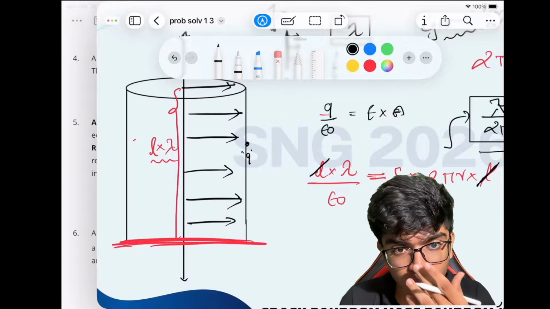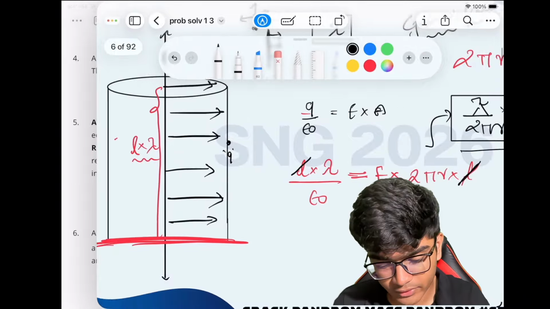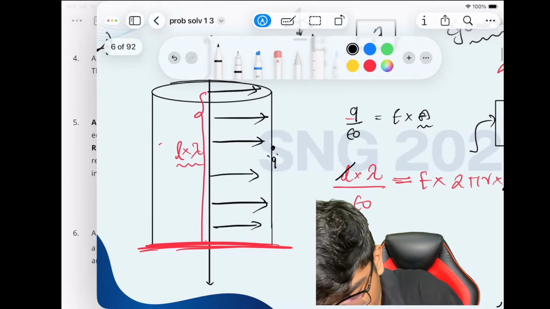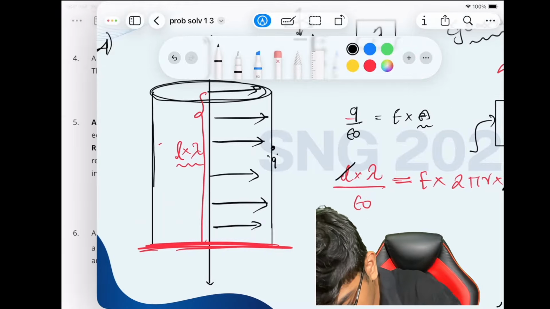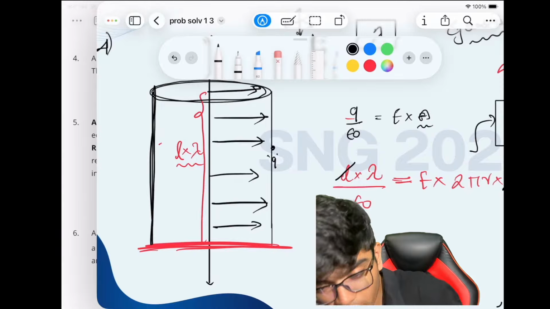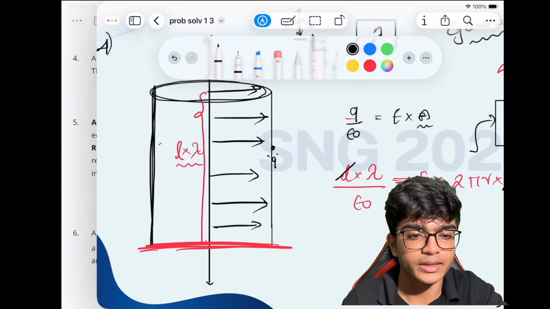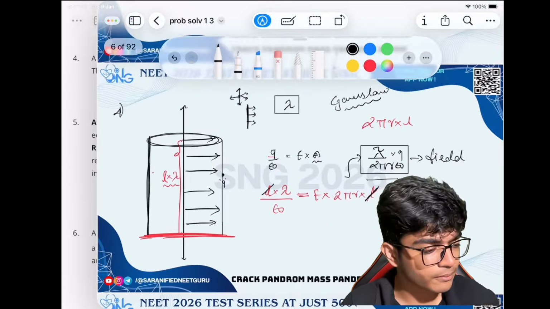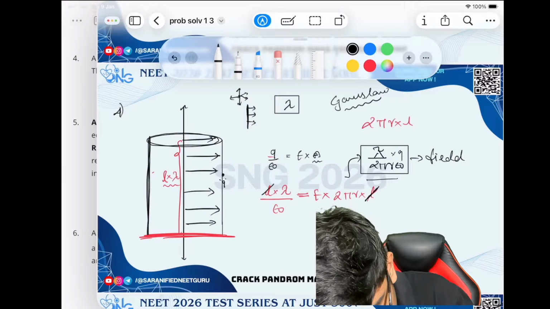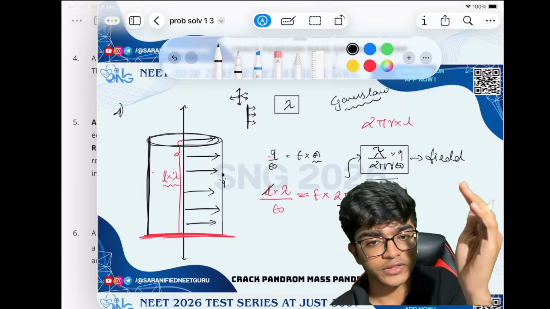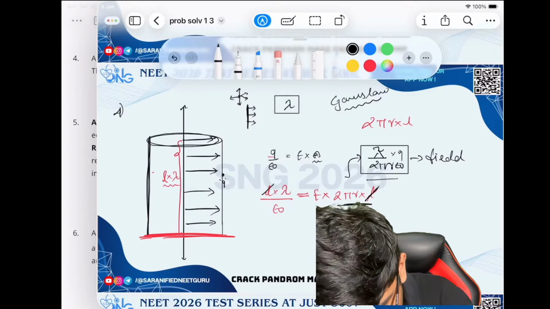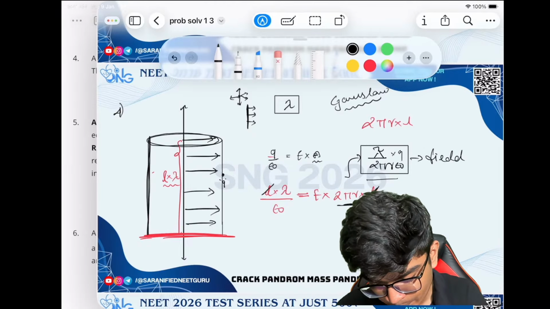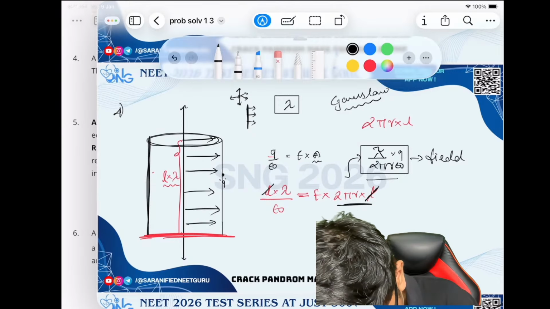Because of which the area I'm using here is nothing but this length into this length. I hope this is clear. Now the area: here we have taken 2πr into L. You know this curved surface area, the area of the curved surface of a cylinder.